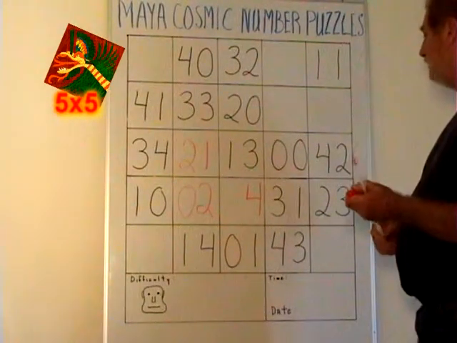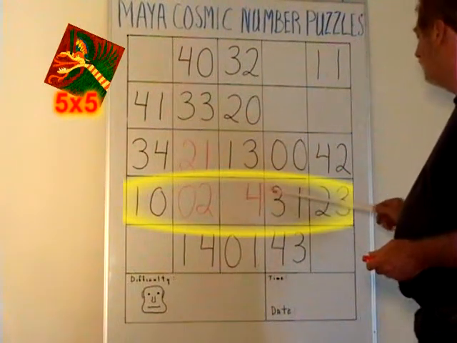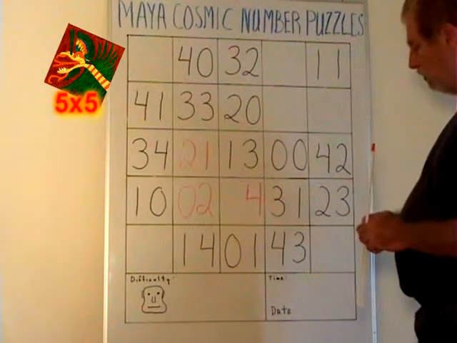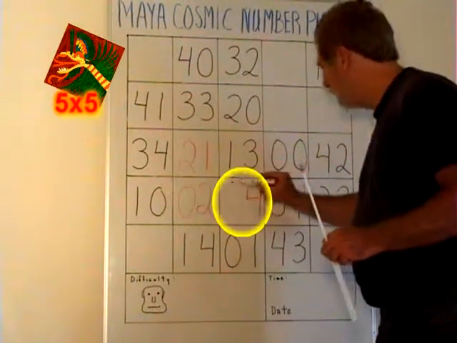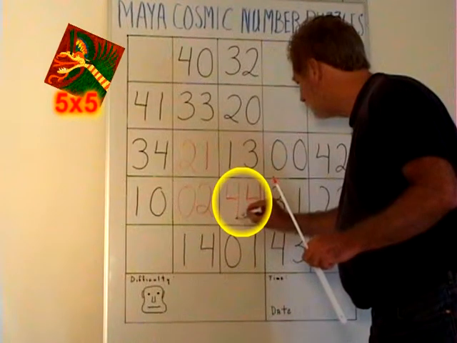On the left side, we have a 1, a 0, a 3, and a 2. So we were also missing a 4, which would go here.